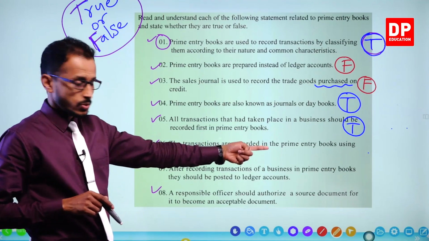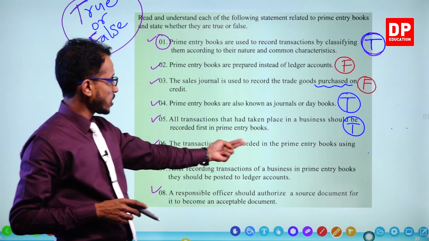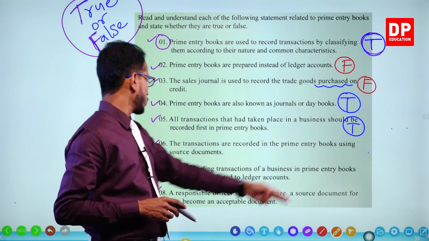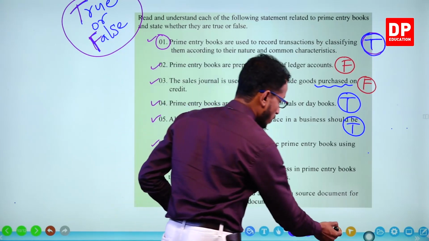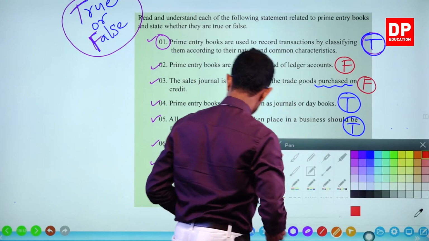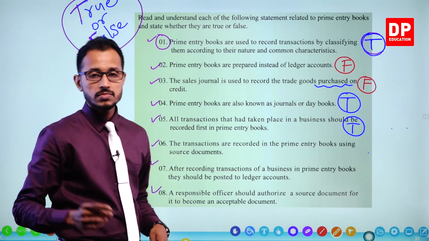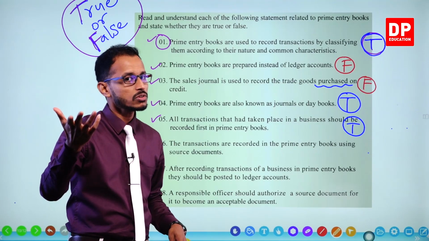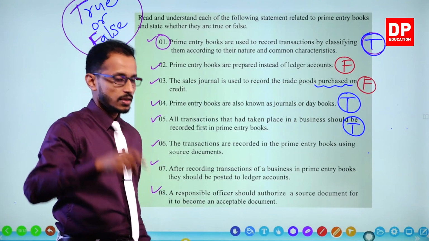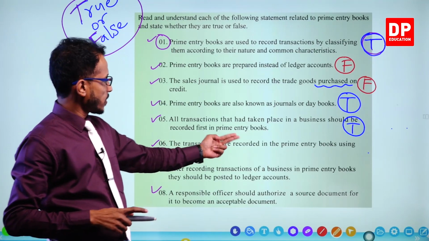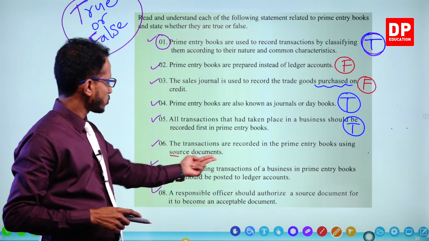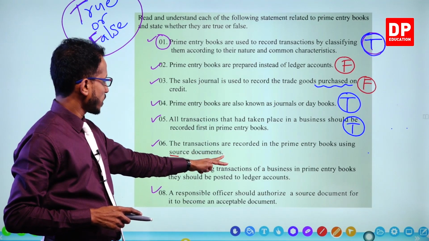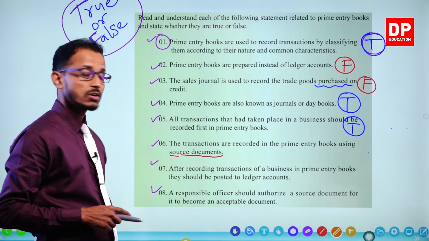Right. Moving on to the next one. Transactions are recorded in the prime entry books using source documents. Well, that is easy. You can at once say that it's false, right? The transactions are recorded in the prime entry books using source documents. You can at once say that it's false, right?